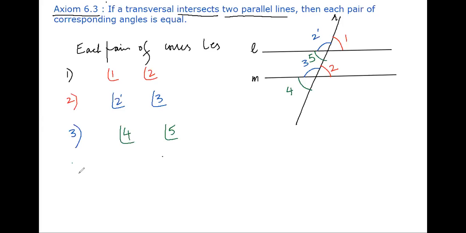And there's another pair, and both are exterior. Now this is 2 dash and 3, which is a corresponding pair, and then we have this angle. Let me name it 6, and this is 7. Angle 6 and angle 7 are also corresponding angles.